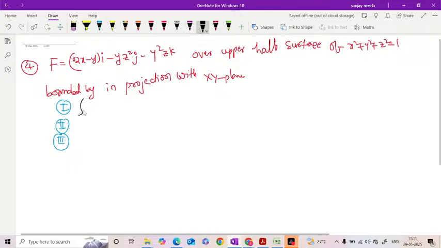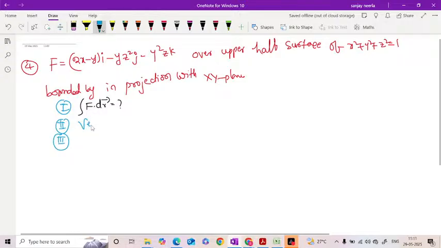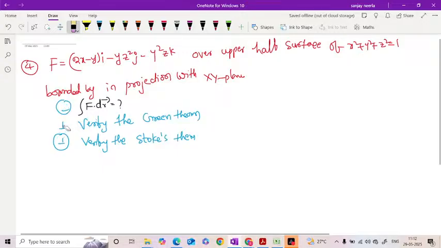So the first one is just to evaluate the line integral. The second question is to verify Green's theorem. And the third one is to verify Stokes theorem. That means we have to solve this problem in 3 ways. Numbering is better: first problem, second problem, and third problem.